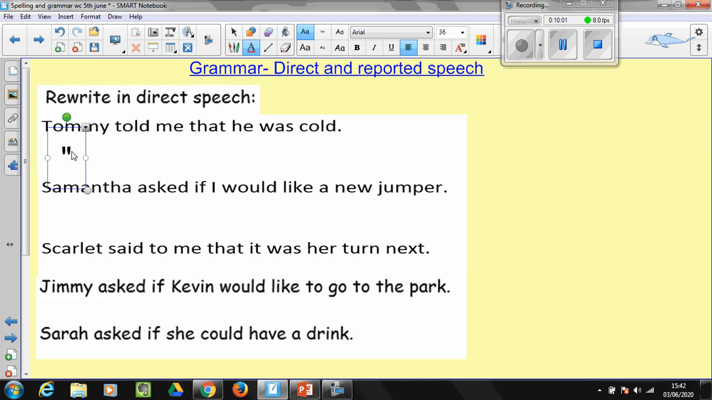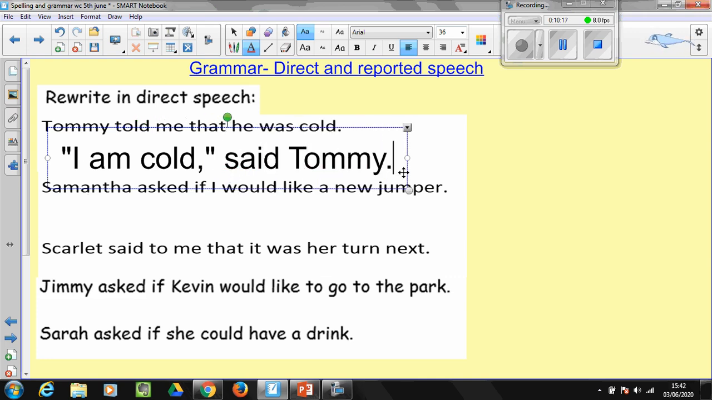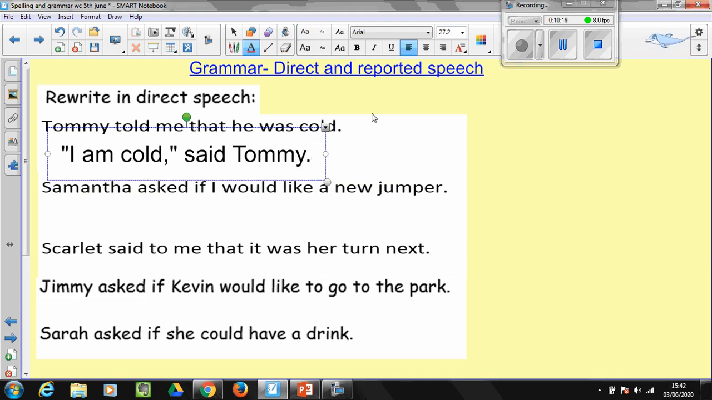I need speech marks, capital letter. I am cold. That's the end of what he's saying. I need a comma inside my speech marks, and speech marks, said Tommy. I am cold, said Tommy. You might have put I'm cold, said Tommy, or I'm really cold, or Tommy said, comma, I'm cold. Have a go at the other ones, pause the video and think about what you might do to turn them into direct speech.